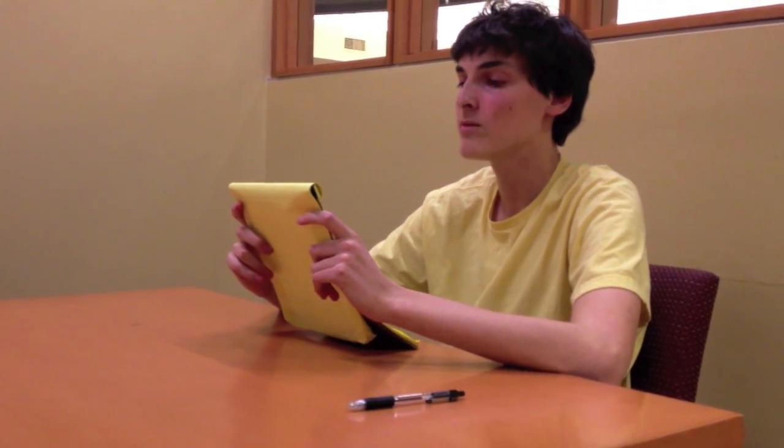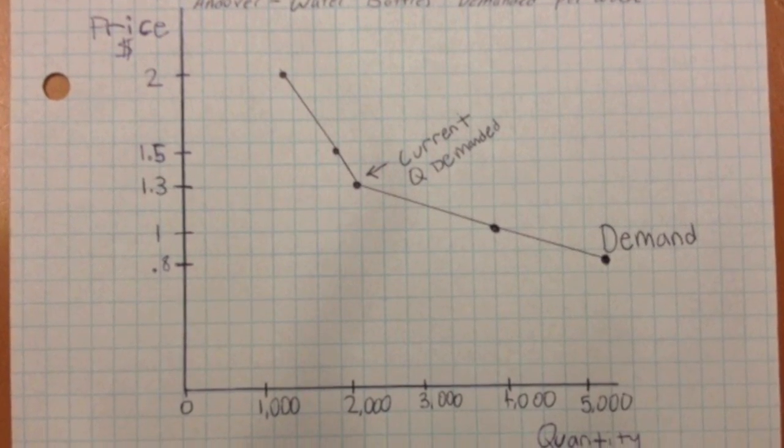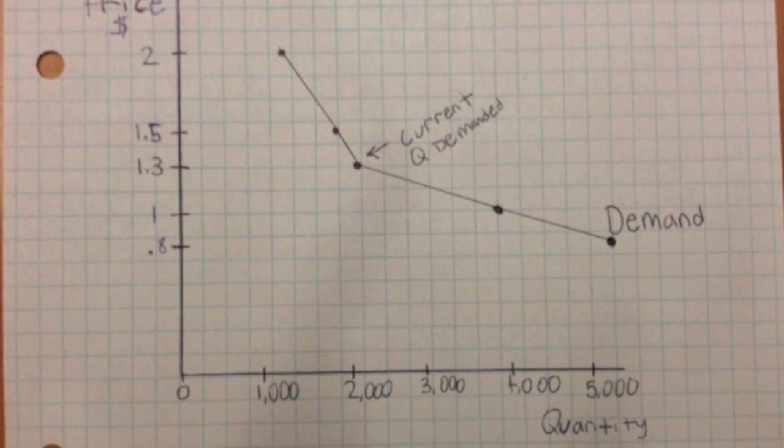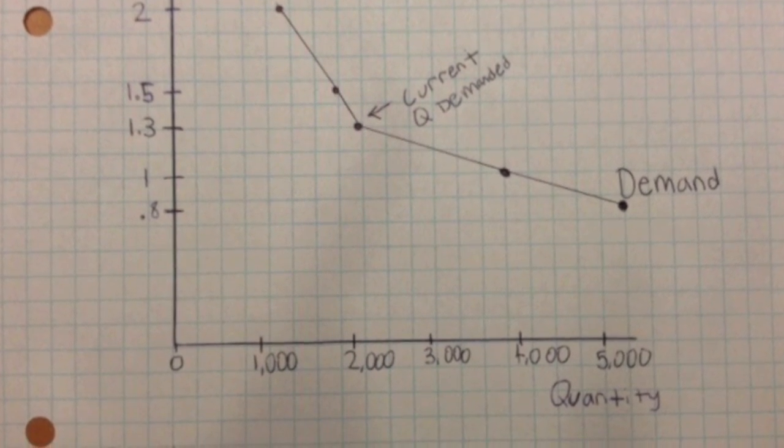We asked students how many water bottles they would purchase at the following prices of 80 cents, $1, $1.30, which is what the current water bottles are sold at Andover High School, $1.50, and $2. We surveyed 32 students. What you're about to see is a demand curve that estimates the total quantity of water bottles purchased at various price points. As you can see, when the price decreases, the quantity of water bottles purchased or demanded increases.